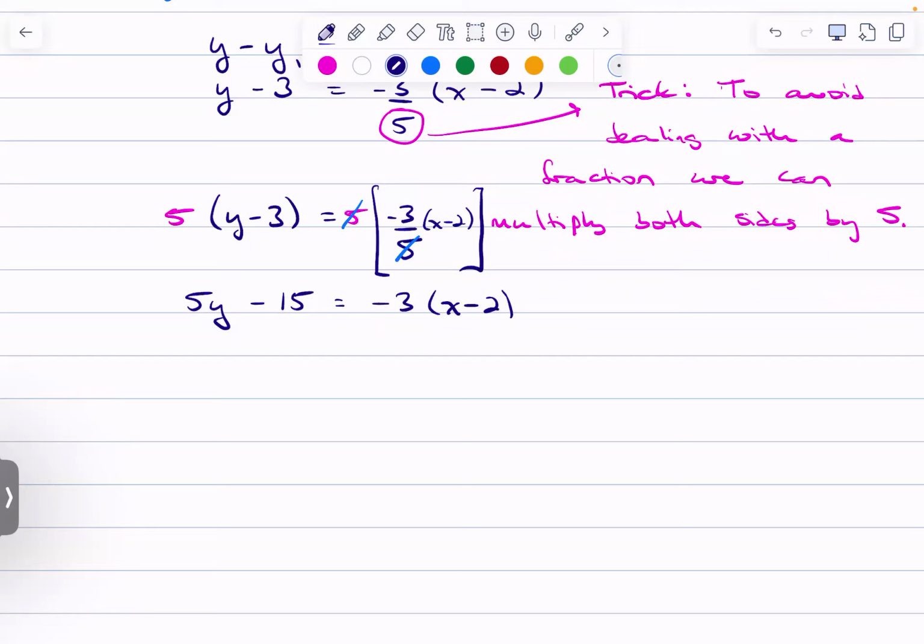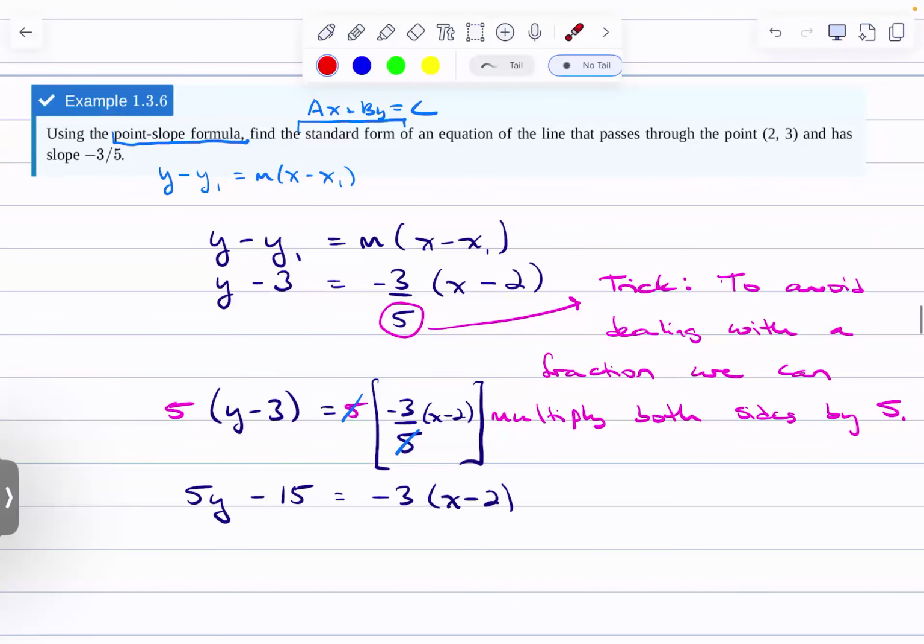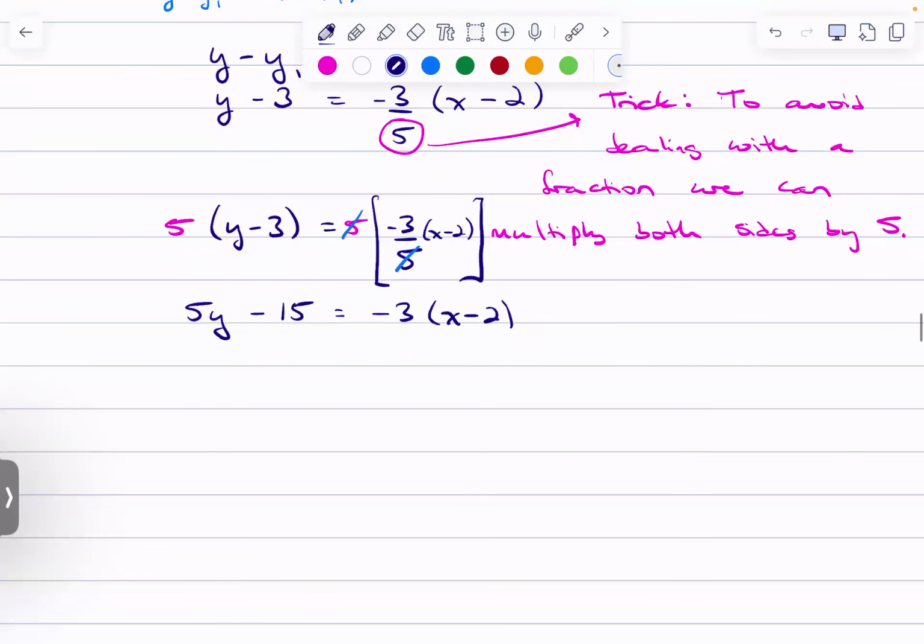Because what's my ultimate goal? My ultimate goal is to have all my x's and y's on the left and just my constants on the right. That's what we're working towards. 5y minus 15 is negative 3x plus 6, multiplying through.